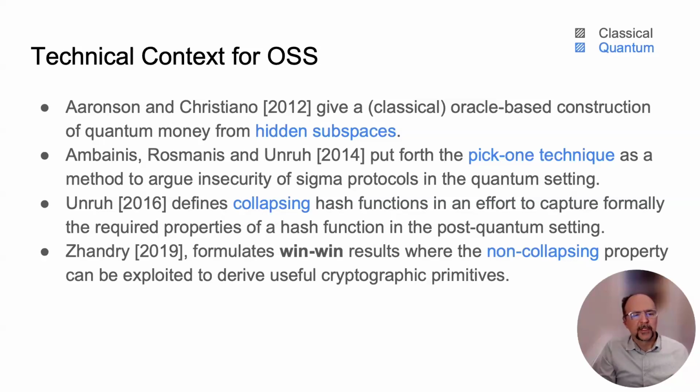A few years later, Unruh in '16 defined the concept of collapsing hash functions, or collapse-binding hash functions, in his effort to capture formally the required properties of a hash function in the post-quantum setting. And then the last point in this context that I want to add is Zhandry's result in 2019, which formulated what he called win-win results, where the non-collapsing property is now seen in a positive light as a way to exploit and derive useful cryptographic primitives. In that case, the direction was what he called quantum lightning.